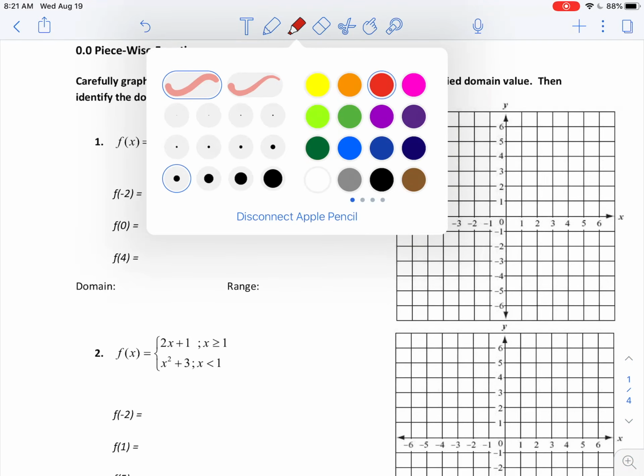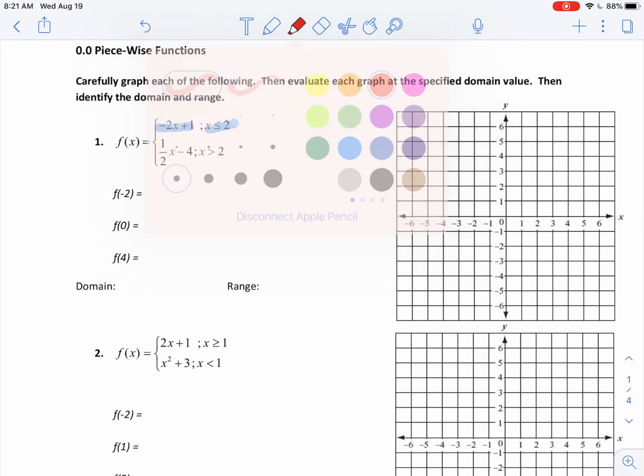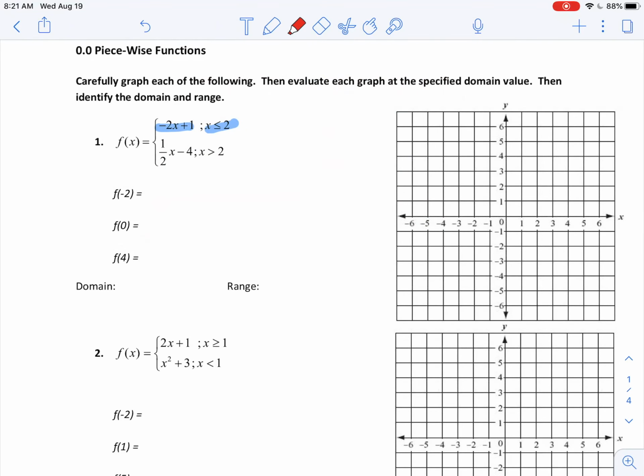So let's take a look here. Our piecewise function has 2 pieces in number 1. It's represented by the function negative 2x plus 1 only over the interval x is less than or equal to 2. And our second portion is represented by the linear function 1/2 x minus 4, but only over the interval x is greater than 2. And then these are the 3 values we want you to evaluate the function for, and then identify the domain and range.